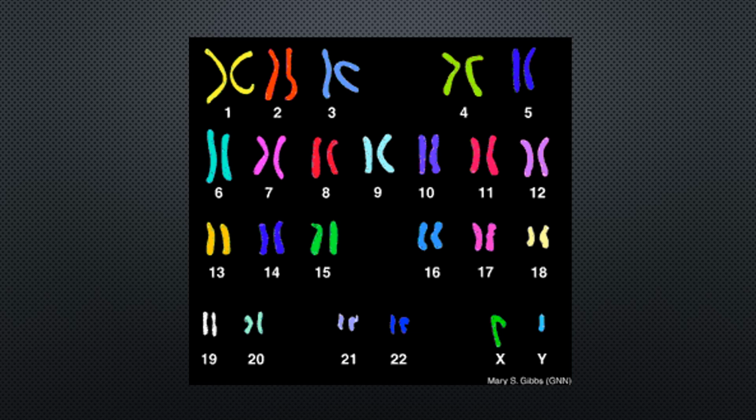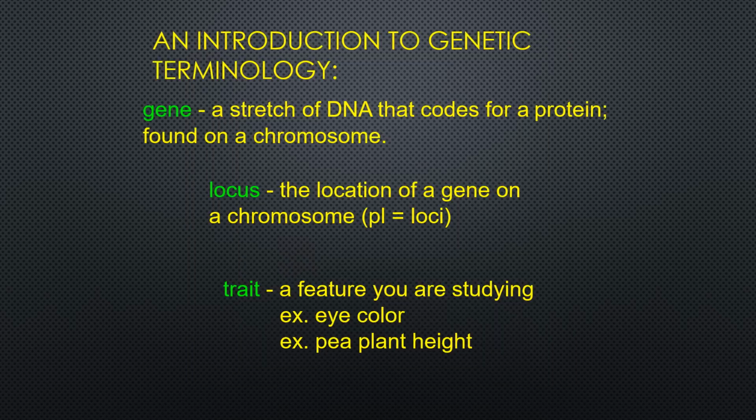And of course, our genetics have to do with all the chromosomes that we talked about. And here is our karyotype with all those chromosomes laid out. So let's talk about some of the terminology of genetics, just so that, again, we're on the same page. So we've mentioned a gene before. It's a stretch of DNA that codes for a protein, and it is found on a chromosome.